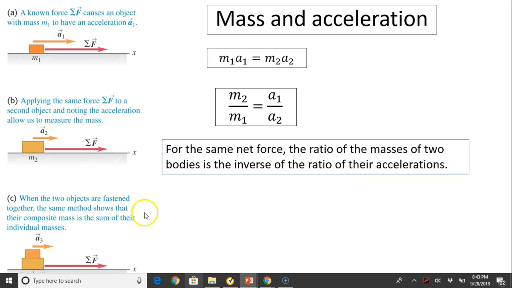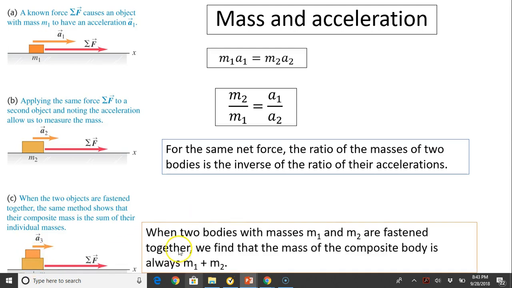Another thing we need to know is that when two objects are fastened together, the same method shows that their composite mass is the sum of their individual masses. That means when the two objects are fastened together, we can treat the two as one object, with the total mass of m1 plus m2.